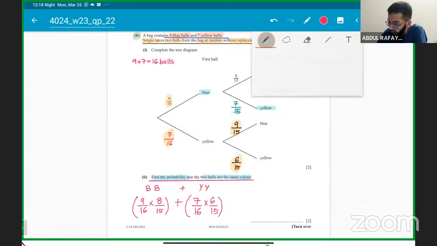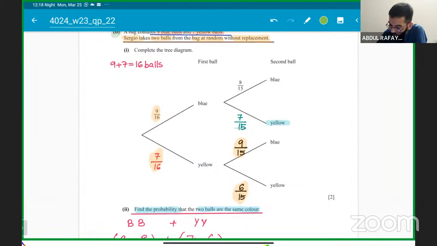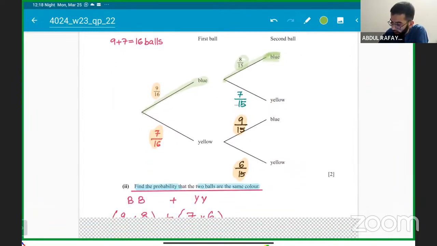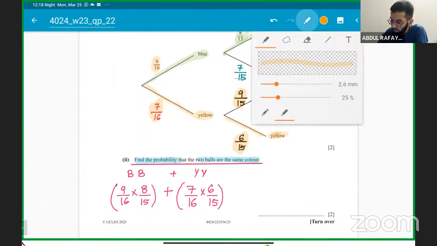I'll highlight it as well for future purposes, because when you are doing statistics in A level, there are more options. So blue, blue, that's how you can do it, the same colors. And then you can do yellow, yellow. We got that. Okay, understood.